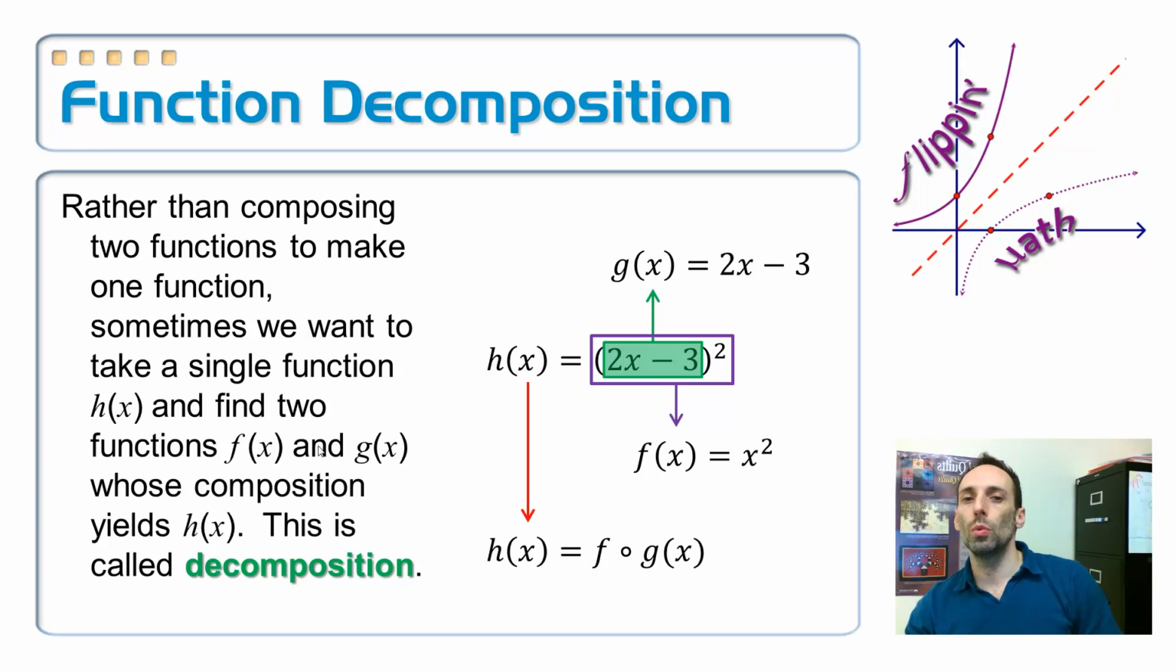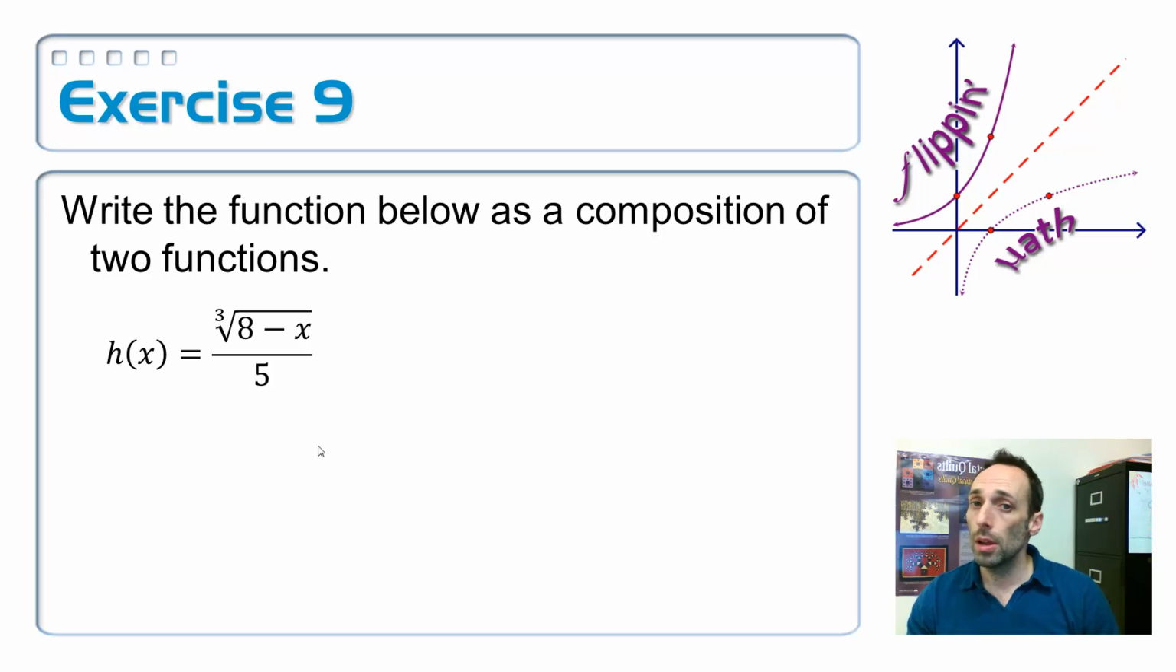Sometimes there's more than one way to do this. You just have to figure out one of them. Or maybe I might ask you two different ways to do it. Who knows? So that's what we're doing here. Let's write these as this. Find the decomposition. Write it as the composition of two functions.